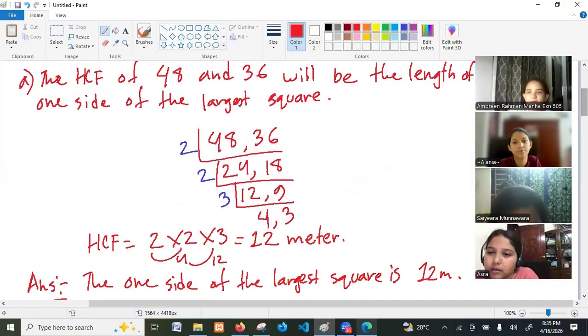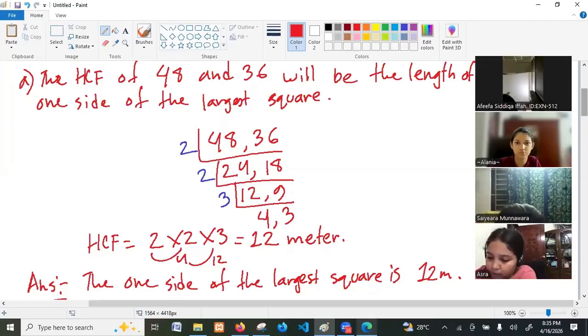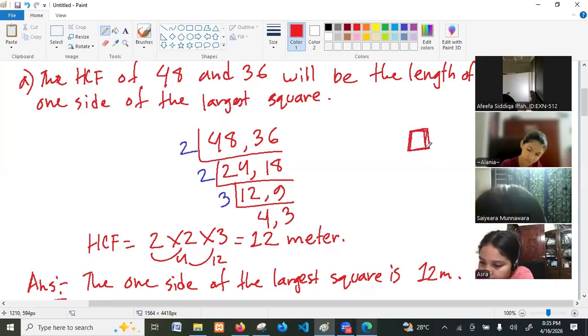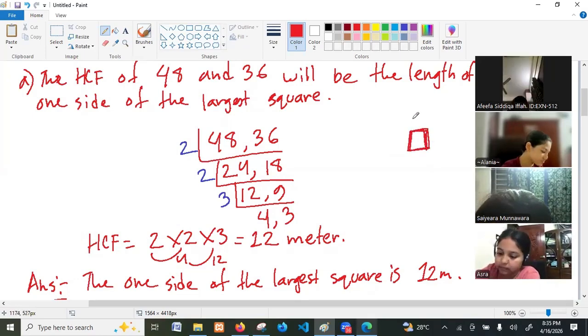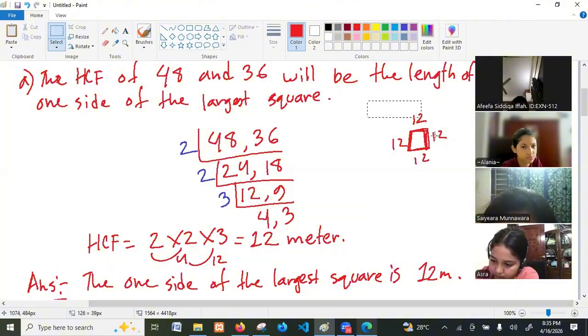Okay, so as we did the HCF, we found the answer, 12 meters. So that was the one side of a square. And we know that all sides of a square are the same. So if the one side is 12, that means all the other sides are 12 as well, right? So just visualize that thing because it will be needed for the second half of the math.